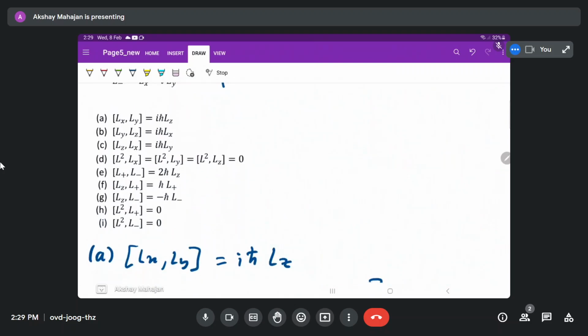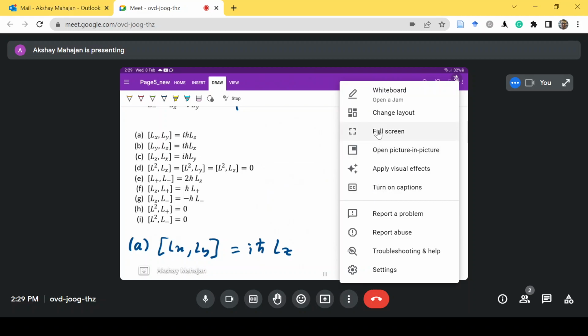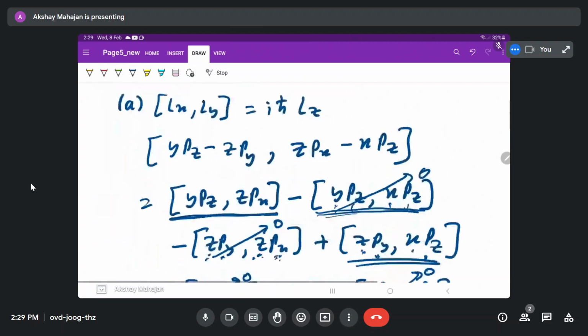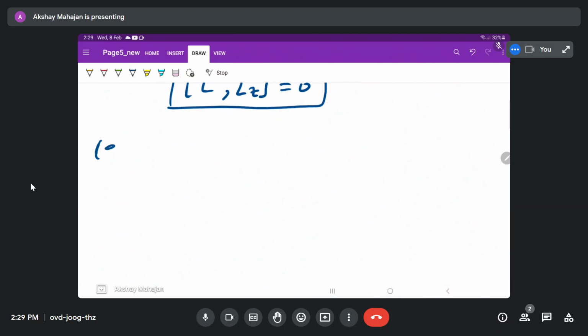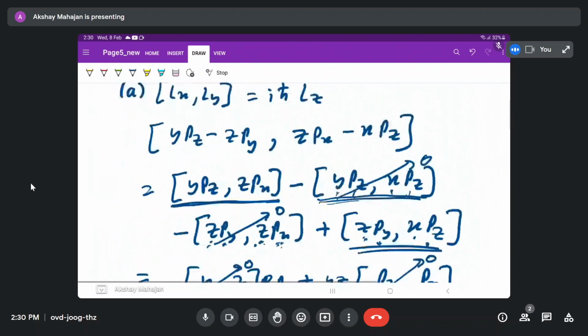Now going to the other problems. Let's say problem identity number E that we have. So let me just go to E. For E, what we have is L cap, the step up, step down, or ladder operators, whatever they are called. So we have to prove the L plus and L minus commutation. What is that going to be? L plus, L minus commutation.